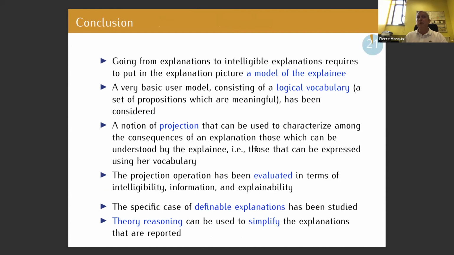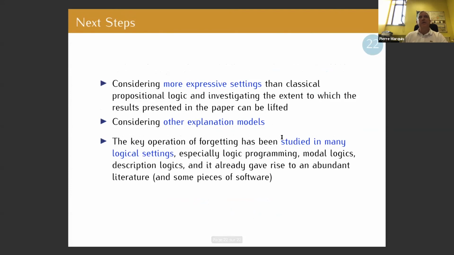We have used a notion of projection to characterize the consequences of an explanation that can be understood. And we have evaluated this projection operation in terms of information, intelligibility, explainability. We have also studied the case of definable explanations. And in the long version of the paper, we have also explained a bit how theory reasoning can be used to simplify the explanations that are reported.